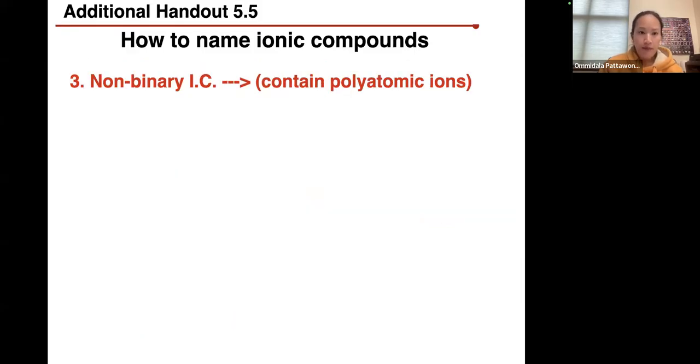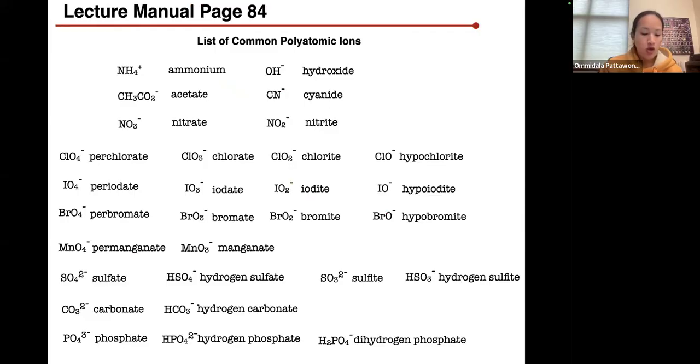All right, next one. The next one is going to be the names that contain polyatomic ions. This might be the simplest one because as long as you know the name of the polyatomic ion, the name would be as is. You never change this name. Their name will stay the same. Okay, so these ions, their names will stay the same.